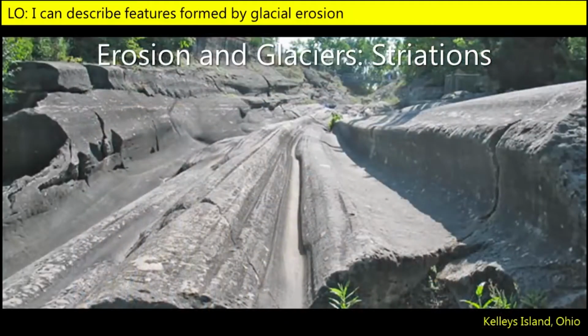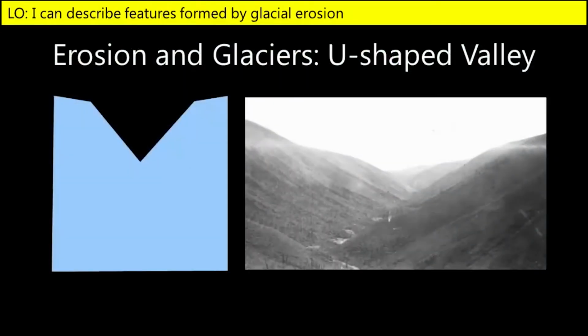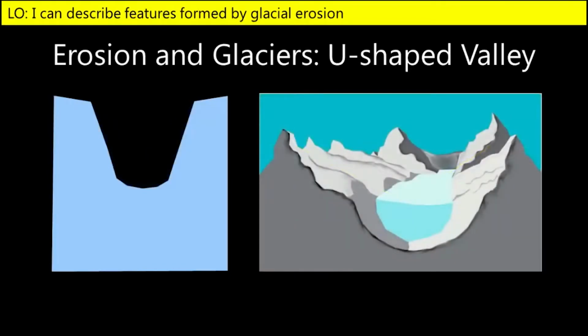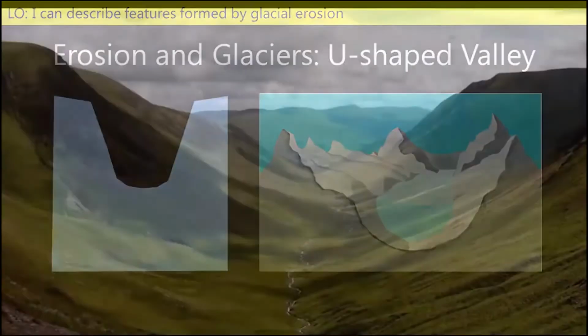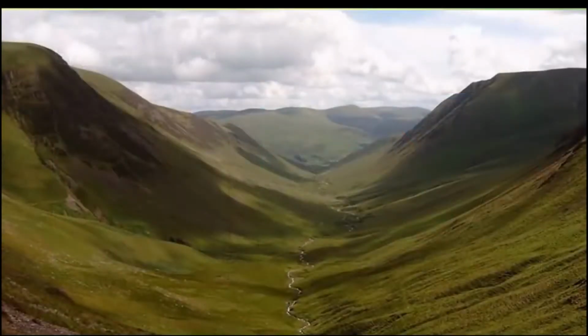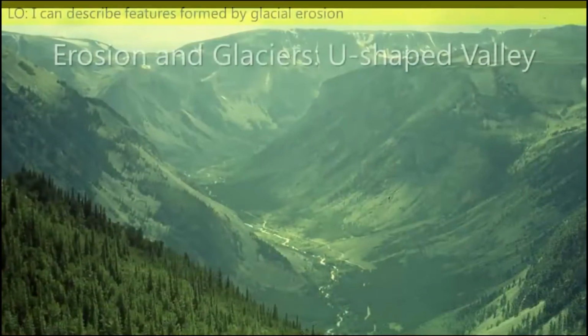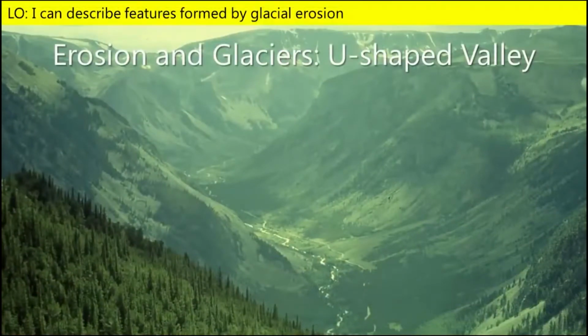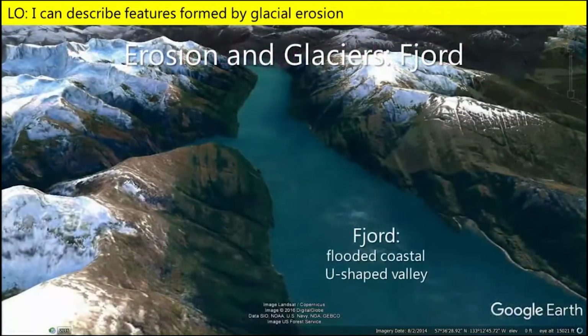Some striations, like these grooves worn into this limestone bedrock, can be very deep, indicating that they were formed below thick, powerful ice sheets. The combination of plucking and abrasion deepens and widens V-shaped stream valleys to produce a U-shaped profile characterized by a flat valley bottom and steep sides. Much like this example from Scotland, and this U-shaped valley from the Beartooth Mountains in Montana. If rising sea levels were to flood one of these, we would have to call it a fjord.